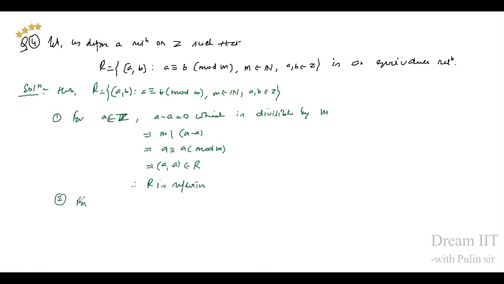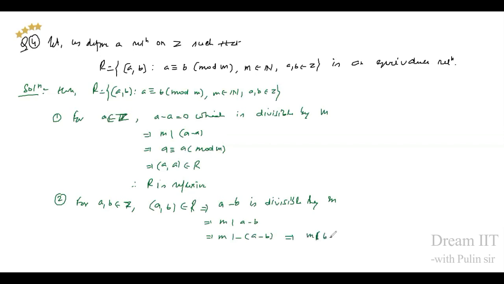Number two, for A, B belonging to Z, I have to start with (A, B) belongs to R, and I have to finish with (B, A) belongs to R. So I can say A minus B is divisible by M. That means M divides A minus B. So if M divides A minus B, M must also divide the negative of that number. This tells you M divides B minus A. That means directly I'm writing now B is congruent to A mod M. That means (B, A) belongs to R.